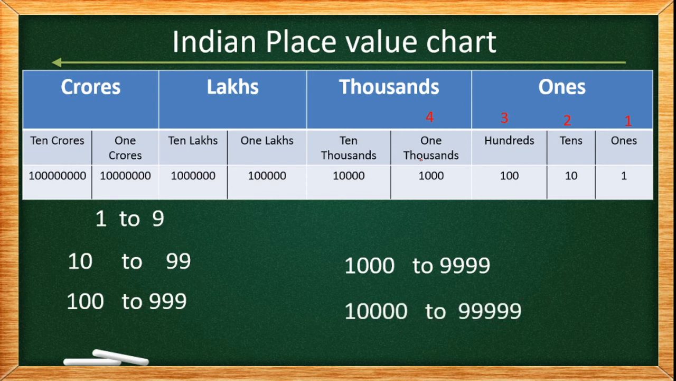Same way, five digit numbers will have five places, that is up to 10,000s. So same way, six digit numbers will have places up to 1 lakh. Seven digit numbers will have up to 10 lakhs. Eight digit numbers will have places up to 1 crore. Then 9 digit numbers will have places up to 10 crore. And if any place is missing, then we have to write there 0.